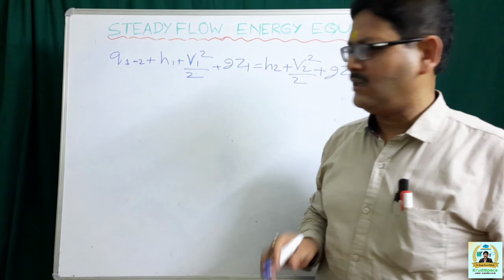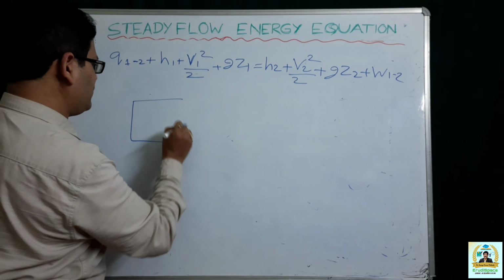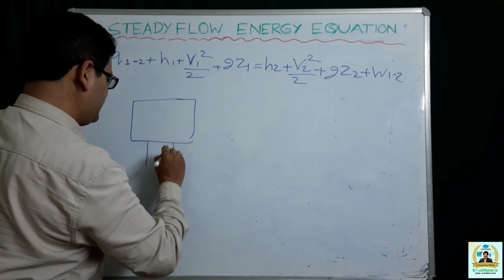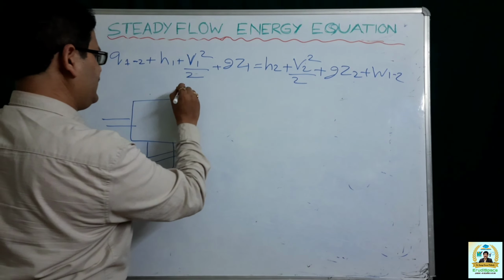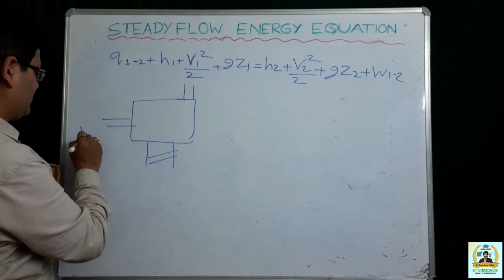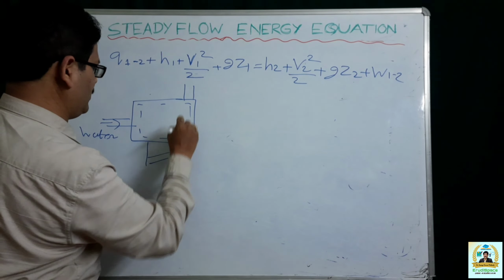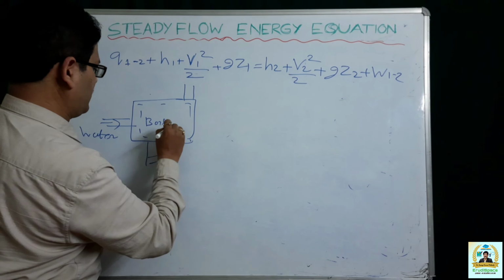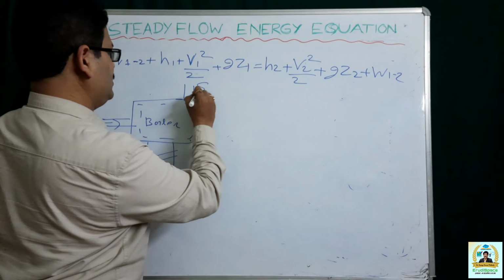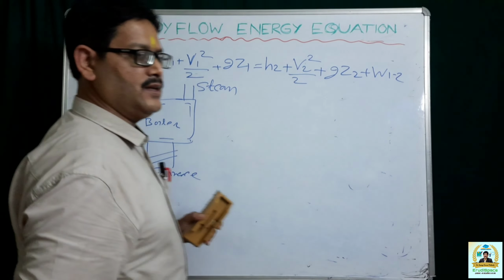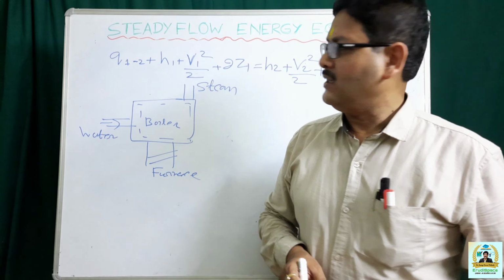Let us first consider a boiler. So in a boiler, suppose this is a boiler and this is the furnace. Here water is entering and you are getting steam. Water enters the boiler, and you can consider this to be a control volume. This is your boiler, this is your furnace, and you are getting steam. So here, what is actually happening to the steady flow energy equation?